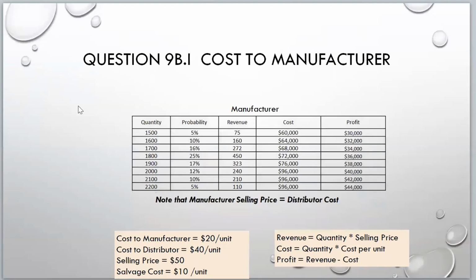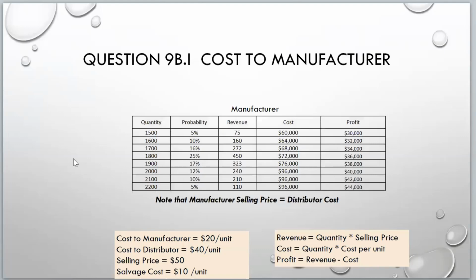Now the cost of the manufacturer. When you calculate costs to the manufacturer, it's important to remember that the selling price that the manufacturer sells at is the distributor cost. So when you hear that the distributor buys it from the manufacturer for $30, $40, that's the manufacturer's selling price. It's not very clear in the assignment.